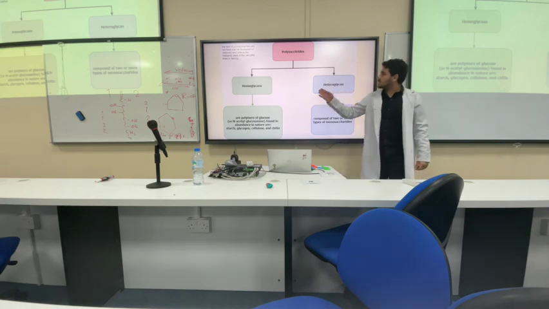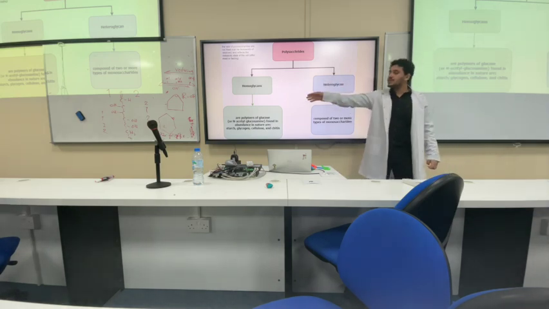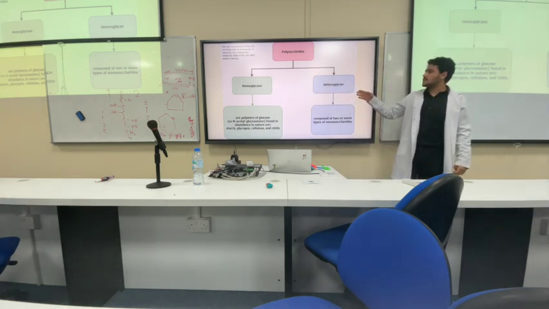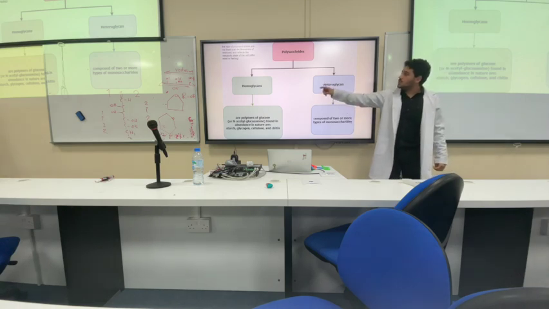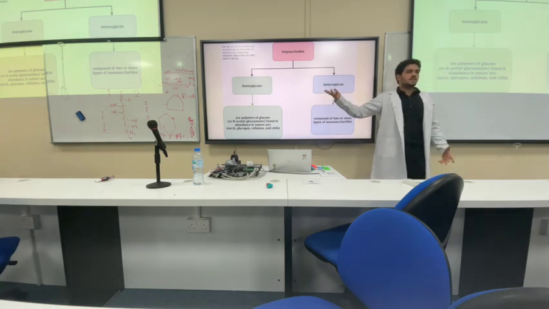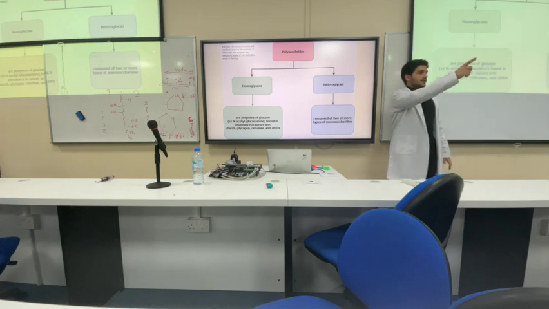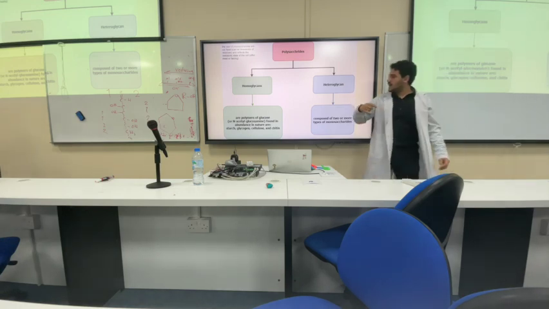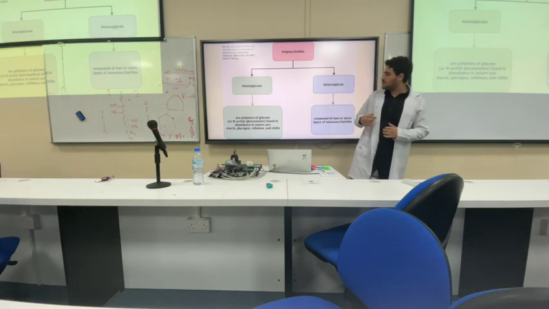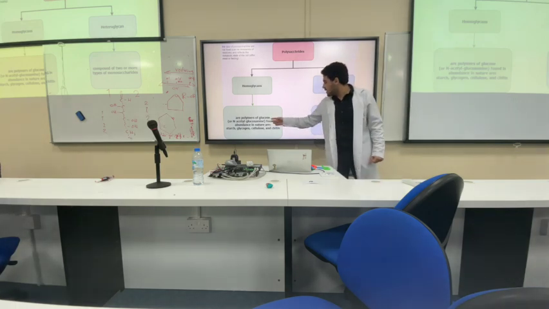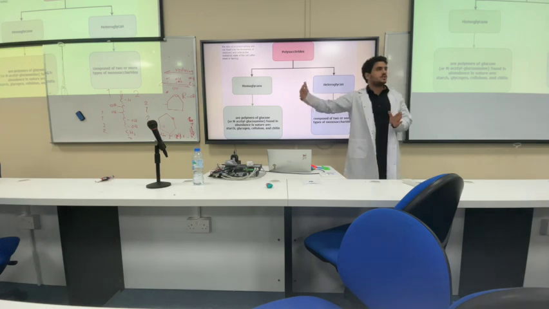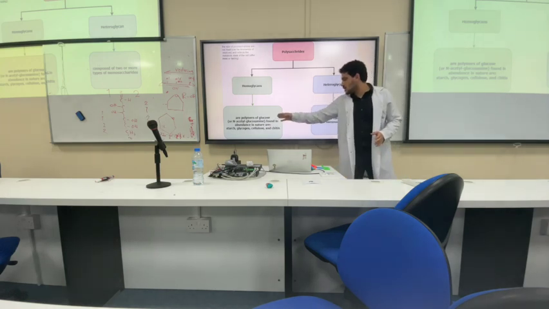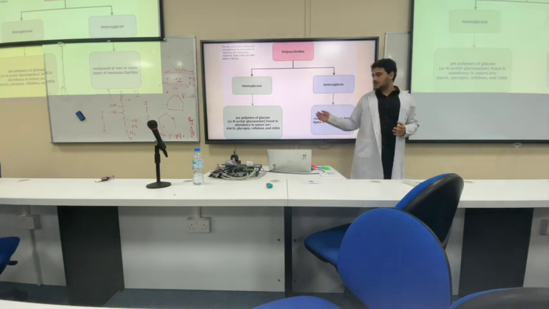So, all right, polysaccharides, the two different types. We have the homoglycans and the heteroglycans. So what do you think homoglycan means? One type, or the same type, of monosaccharide used as the monomer to make this polymer. So for example, we have multiple glucose. This gives us starch, glycogen, cellulose, and chitin.